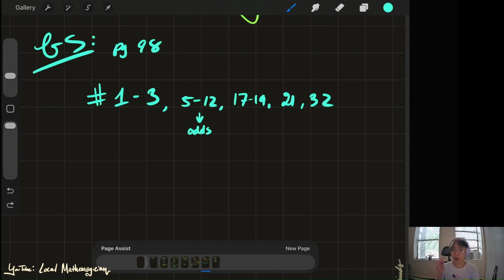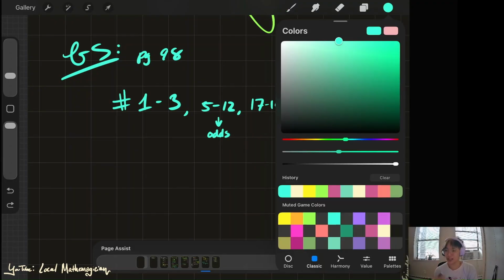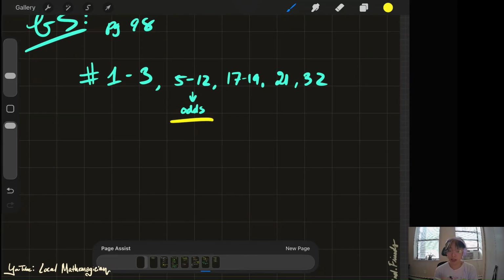Okay, so for your work problems, for grade school purposes, we're going to be on page 98, which is the problem recognition exercises. I think they're more encompassing, they're a little bit better. I want you guys to do numbers 1 to 3, 5 to 12 odds, okay? You only have to submit the odds. If you want to do the evens, be my guest. 17 to 19, 21 and 32, okay? Okay, that's it.